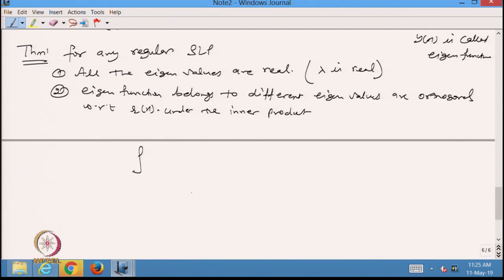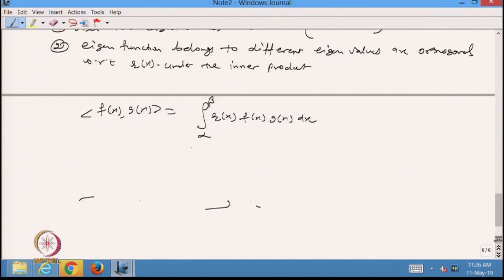So, I am now defining the inner product. Suppose I have two functions y_n(x) and y_m(x), or you can take any simple functions f(x) and g(x). I define the inner product by taking the integration from alpha to beta of r(x), called the weight function here, times f(x) g(x) dx.